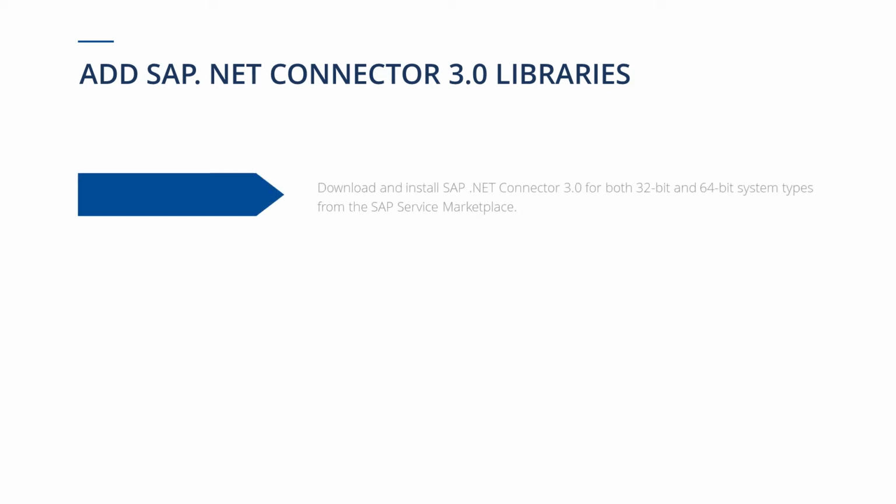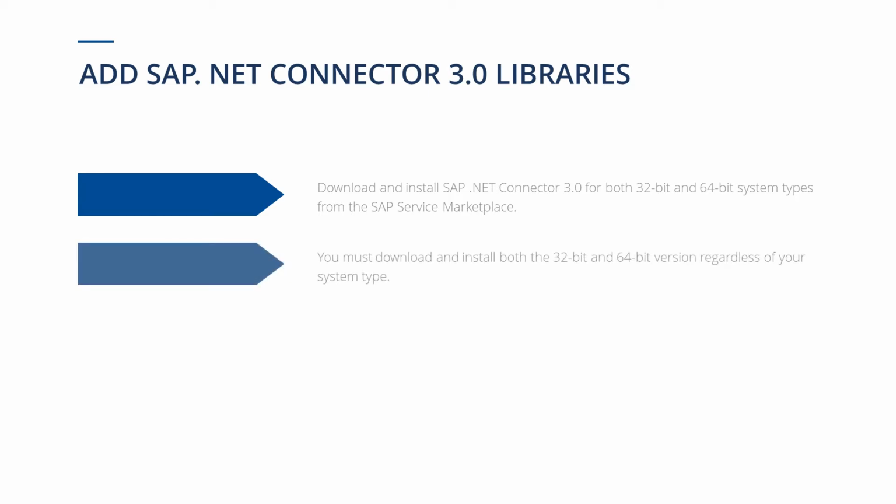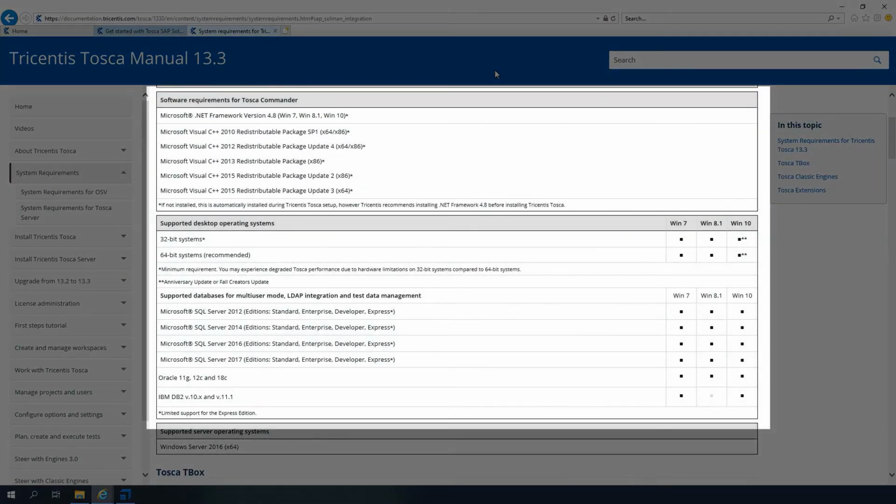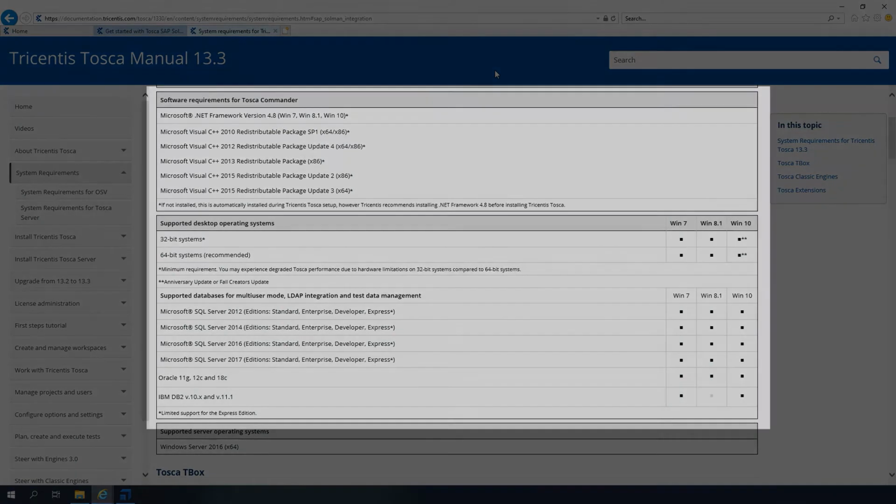First, download and install SAP .NET Connector 3.0 for both 32-bit and 64-bit system types from the SAP Service Marketplace. You must download and install both the 32-bit and the 64-bit version, regardless of your system type. Make sure that the SAP .NET Connector 3.0 version matches the system requirements for the Tosca SAP Solution Manager integration. This requirement is similar to Tosca Commander requirements, and you can find them on the Tricentis support portal.